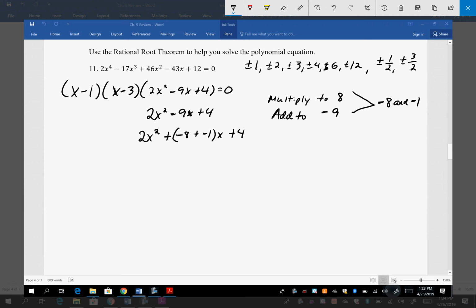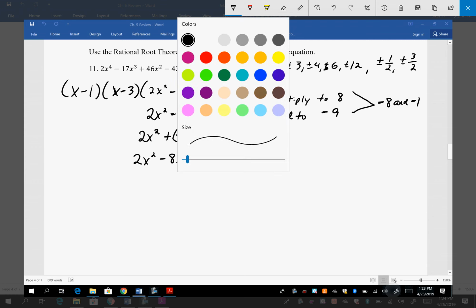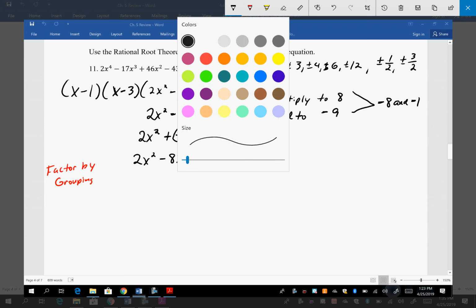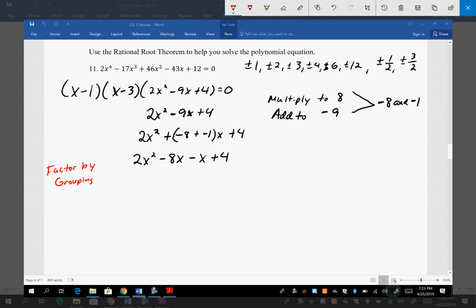Okay. Now, do you see this x is being multiplied by both of these? Let's distribute it. What's negative 8 times x? What's negative 1 times x? And the moment I get here, my brain says, nice work, Douglas. Factor by grouping. Okay? So I'm going to group the first two and the last two.